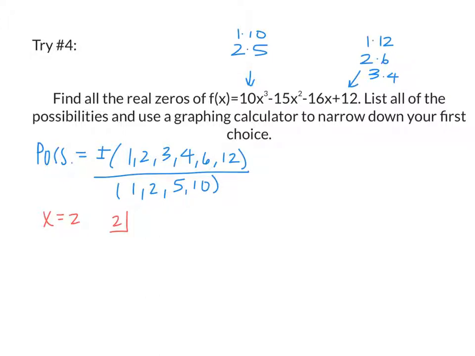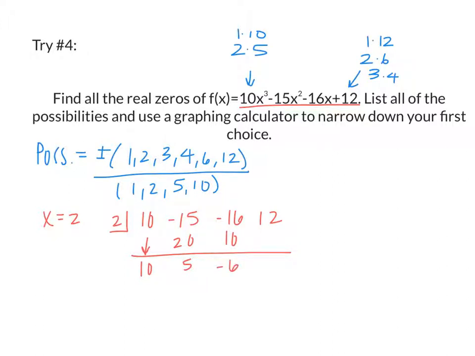So if x equals 2, 2 is the number we put in our box, and then we start our process. This function is written in descending order, so we focus on the coefficients only: 10, negative 15, negative 16, and 12. Here we go. 2 times 10 is 20, negative 15 plus 20 is 5. 2 times 5 is 10, negative 16 plus 10 is negative 6. 2 times negative 6 is negative 12. 12 plus negative 12 is 0. It works. What's left over as a quadratic is 10x squared plus 5x minus 6.